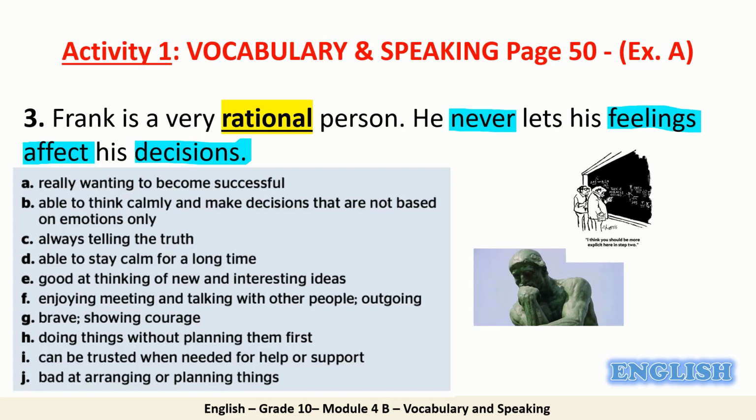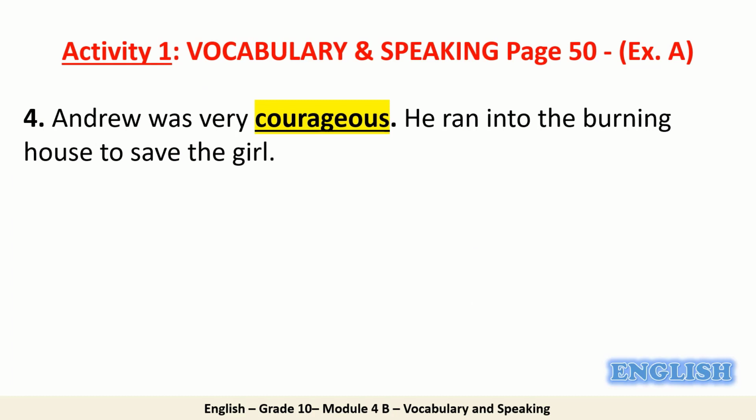The answer is B. A rational person is a person who is able to think calmly and make decisions that are not based on emotions only. So, we can say that a rational person is a logical person. Read number 4 and highlight the key points. Come back for feedback.